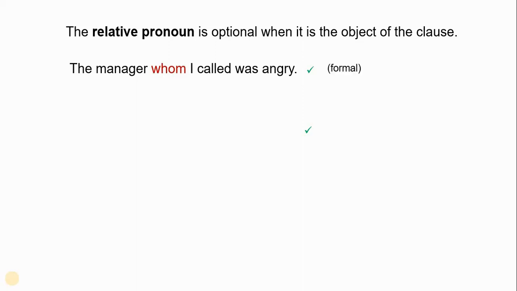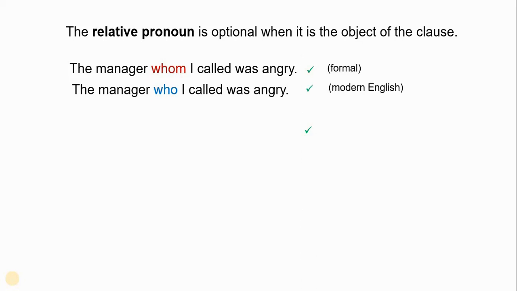So, we can choose, it's optional. We have chosen to use it. In modern English, we use who, and when it is the object, like here, it is optional. Here, we have chosen to use it. So, this is correct. The manager who I called was angry. This is correct in modern English.